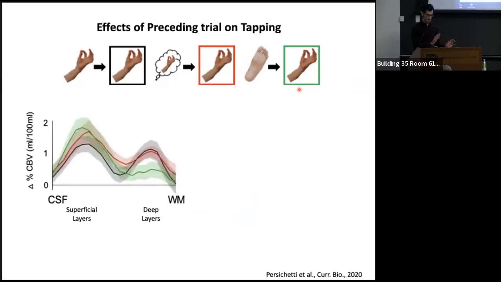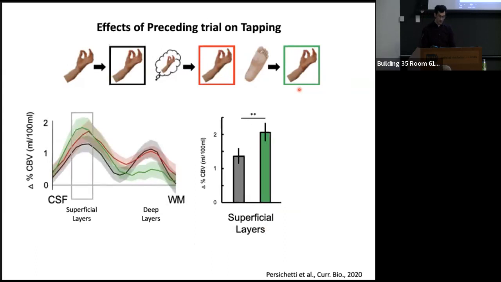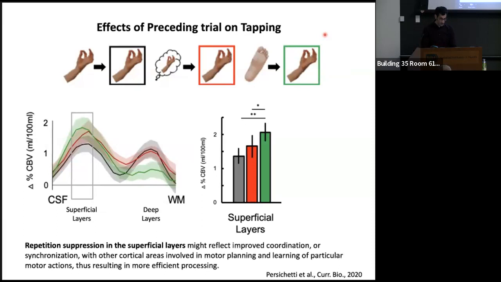And so here's just those data shown plotted across the layer profile. And we also quantified this in the same way that I just described by averaging across the peaks. And we do indeed find repetition suppression, like I just described, for the repeat condition relative to the completely different. And we also see a reduction in response to the imagined tapping condition as well. And so we think this repetition suppression in the superficial layers might reflect more synchronization with other cortical regions that are involved in motor function and motor planning. And that type of synchronization would likely lead to more efficient processing.